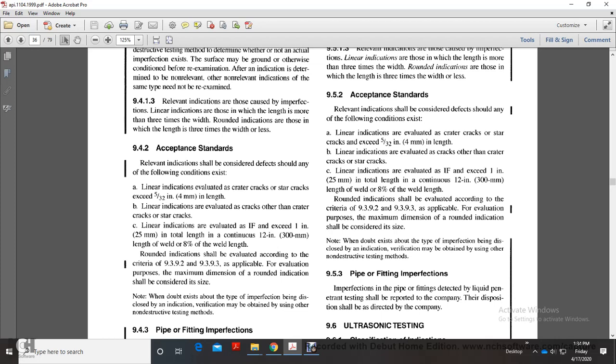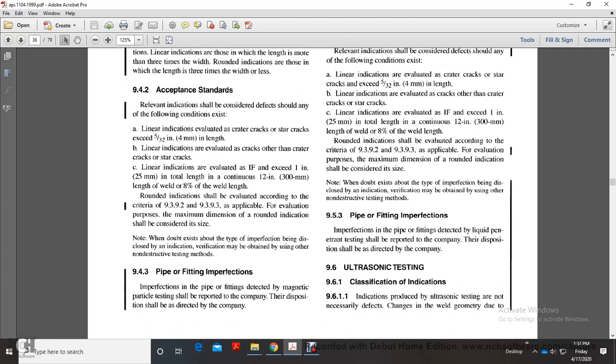Linear indications evaluated as crater cracks or star cracks exceeding 5/32 of an inch in length. Linear indications evaluated as cracks other than crater cracks and star cracks. Linear indications evaluated as incomplete fusion that exceed 1/8 of an inch total length in a continuous 12-inch length or 8% of the weld length. Rounded indications should be evaluated in accordance with the criteria in 9.3.9.2 and 9.3.9.3. As applicable for evaluation purposes, the maximum dimension of a round indication shall be considered its size.